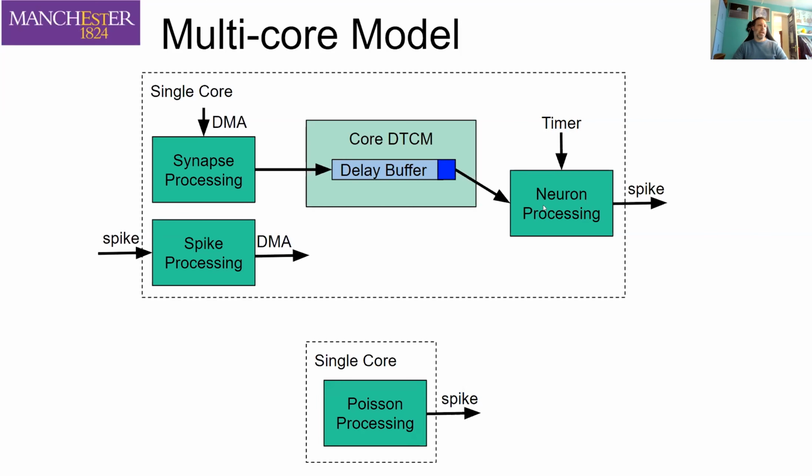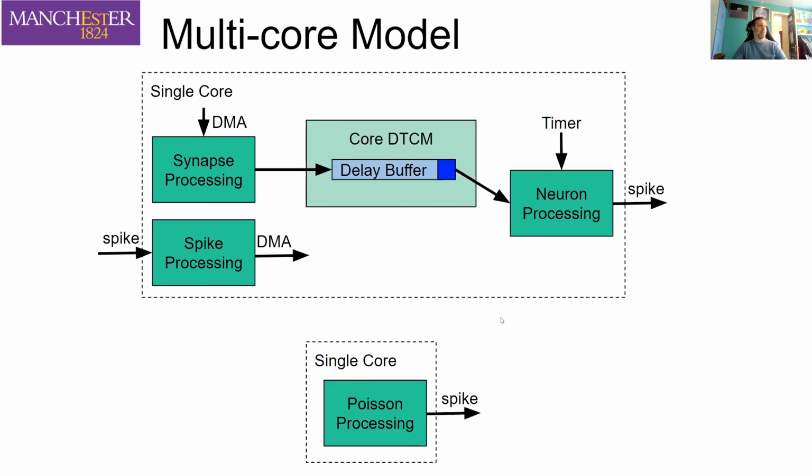When it gets to the end, the neuron can take it on a timer tick. So the neuron is updated on a timer tick, and it may or may not produce a spike. We also have Poisson cores, which are doing a very basic version of that, where they're not actually doing any reception, but they're deciding whether to spike or not and sending out spikes.